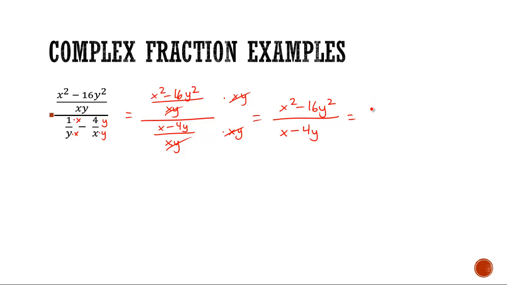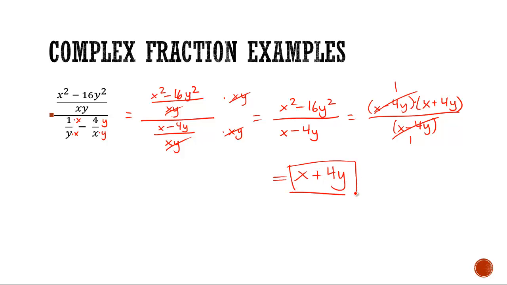So if we factor the numerator, there's no common factor, but we can make it x minus 4y, x plus 4y by the difference of squares, and we actually have x minus 4y in the denominator as well. So that disappears as a division into 1 over 1, leaving us with x plus 4y as the simplified form.